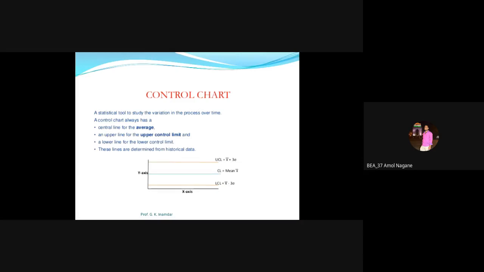This is a basic control chart, with X axis and Y axis. These are the variables, we can say.